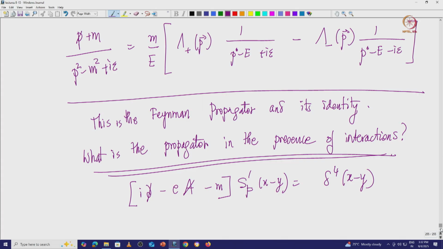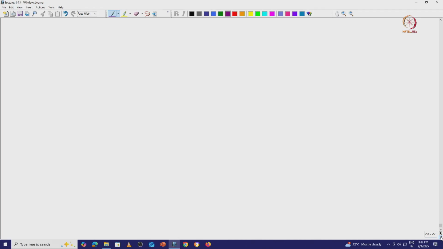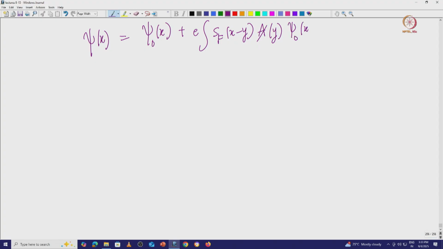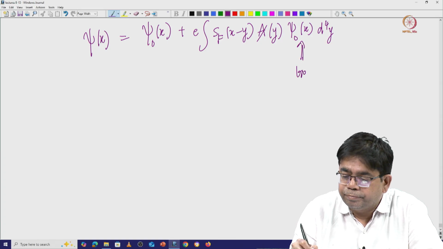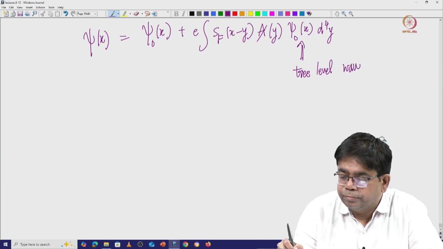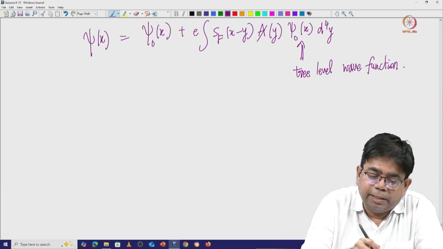This is exactly in analogy with how you solve for the wave function. Okay, for the wave function, how did we solve with Green's functions methods? We have psi of x is equal to psi 0 of x plus e integral SF (x minus y) A slash (y) psi 0 (y) d power 4 y, where psi 0 is the wave function, which is a tree level wave function. This psi is the Dirac wave function.